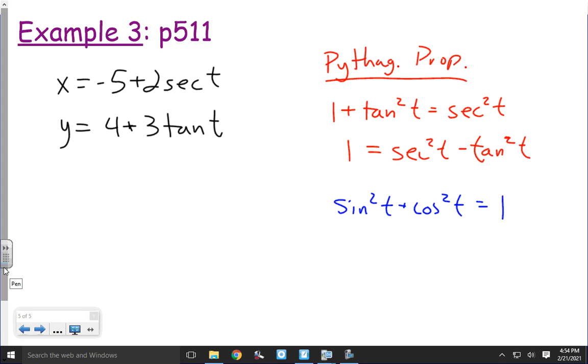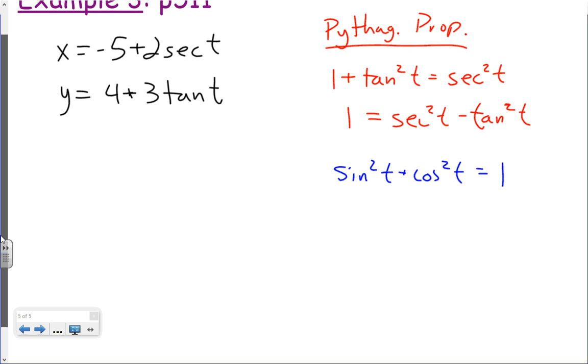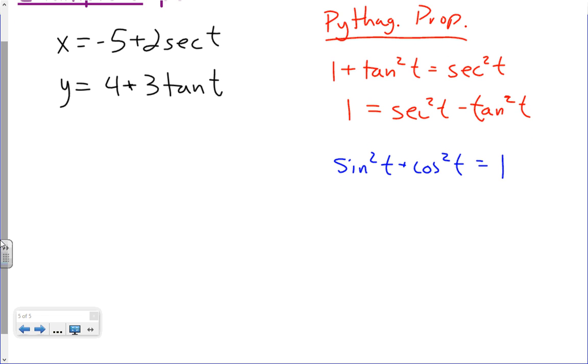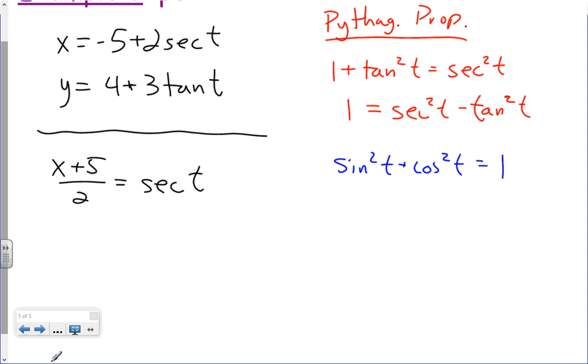All right, so let's solve each of these equations here for the trig function. Let's first add the 5 and divide by 2. So I've got x plus 5 divided by 2 is equal to the secant of t. Do the same thing for the other equation. Subtract the 4 and divide by 3. So y minus 4 divided by 3 is the tangent of t.